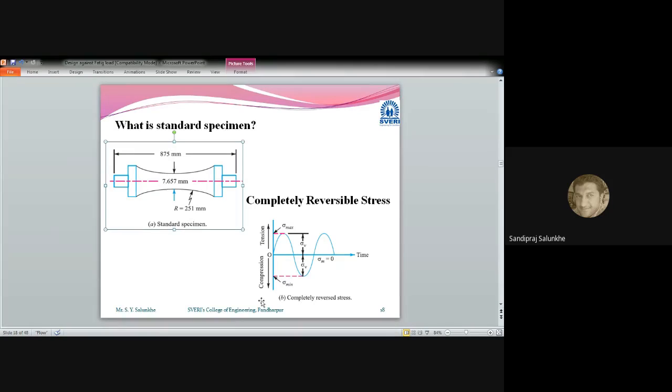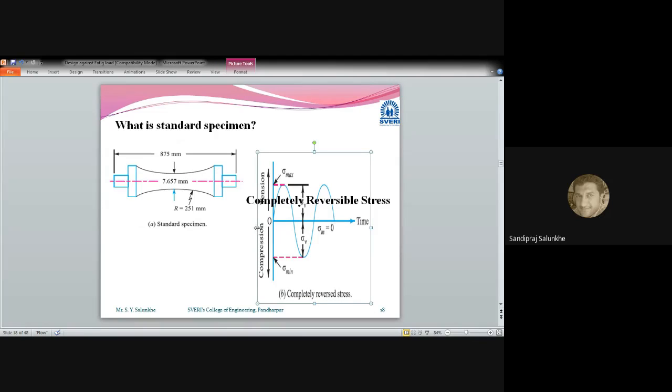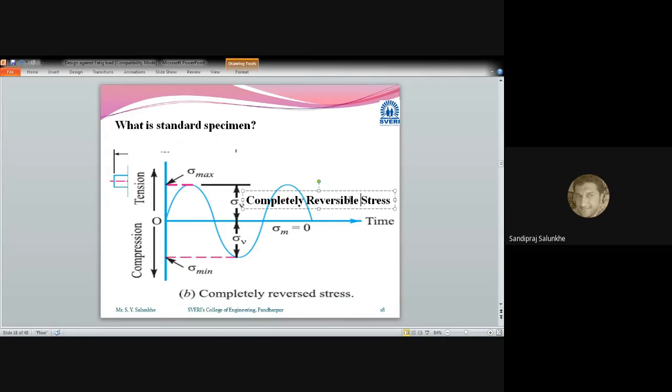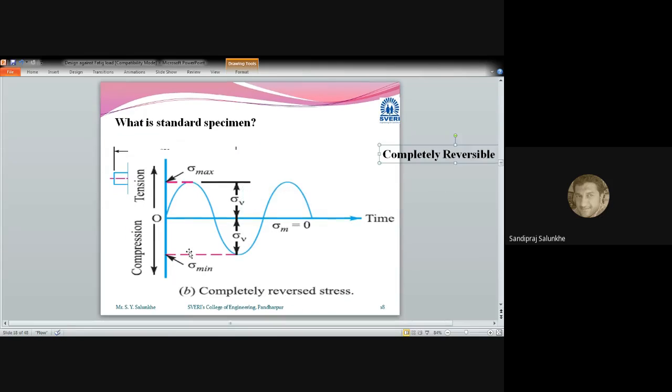Now this completely reversed cycle, as in the second diagram you can see on the screen, is nothing but: how much compressive stress you apply, that much tensile stress should be applied, right? So this is a completely reversed cycle. The tensile stress which you apply, that much compressive stress you have to apply, and this reversed stress cycle has to be applied on that specimen.